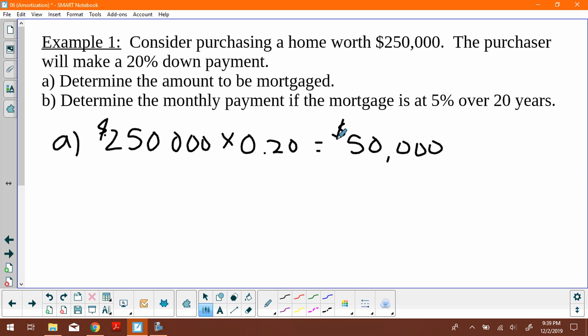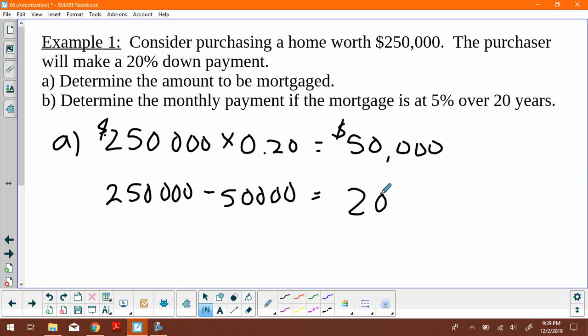So now we'll take that away from our total. We're going to pay $50,000 up front as the down payment, so the actual amount to be mortgaged is $200,000.